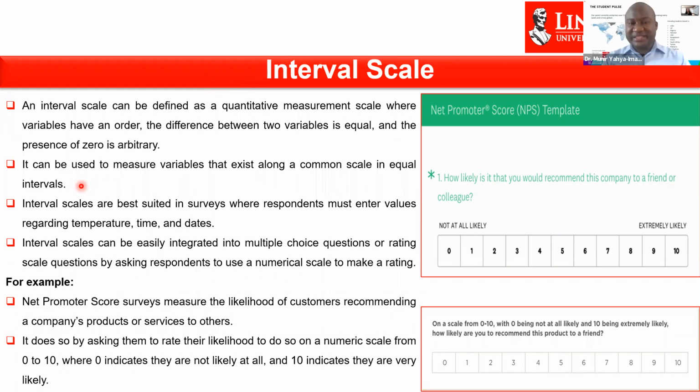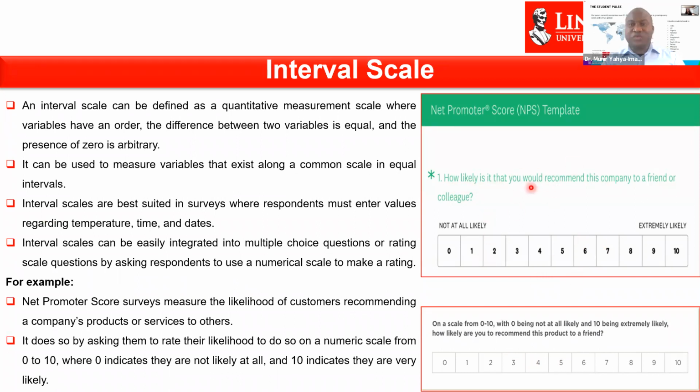Okay, interval scale can be easily integrated into multiple choice questions or rating scale questions by asking respondents to use a numerical scale to make a rating. An example of this can be Net Promoter Score surveys, which measure the likelihood of customers recommending a company's product or services to others. Okay, so it does so by asking them to rate their likelihood to do so on a numerical scale from 0 to 10, where 0 indicates they are not likely at all, and 10 indicates they are very likely. So this can be an example of an interval scale, and can be something like this.